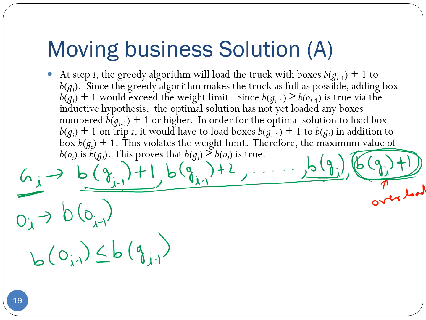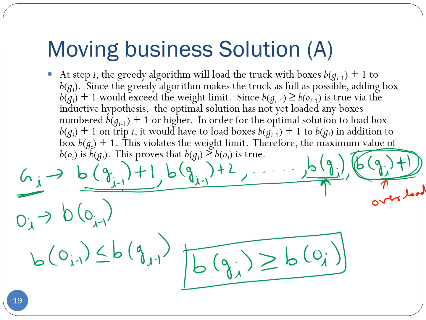Okay, and therefore even the optimal algorithm will either send at max b of gi boxes up to this number or fewer boxes. Okay, so this basically proves that b of gi is greater than or equal to b of oi for any ith step. So this basically proves our hypothesis.